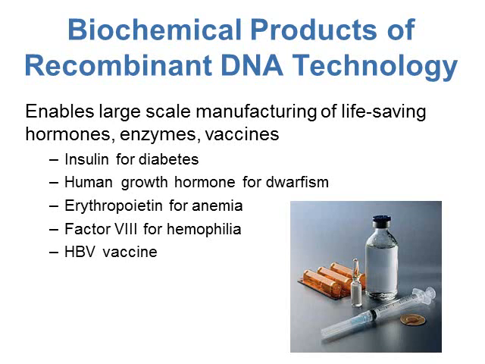Okay, so different products that we can get from this recombinant DNA technology, taking a gene of interest and putting it into another organism. We can enable very large-scale manufacturing of life-saving hormones, enzymes, or vaccines. Insulin is a really good example of this. We looked at human growth hormone for dwarfism, so we can have a lot of it produced in bacteria, collect it, and then use it to treat people. Erythropoietin for anemia, and then there are vaccines, other drugs, or hormones that can be produced using this technology.